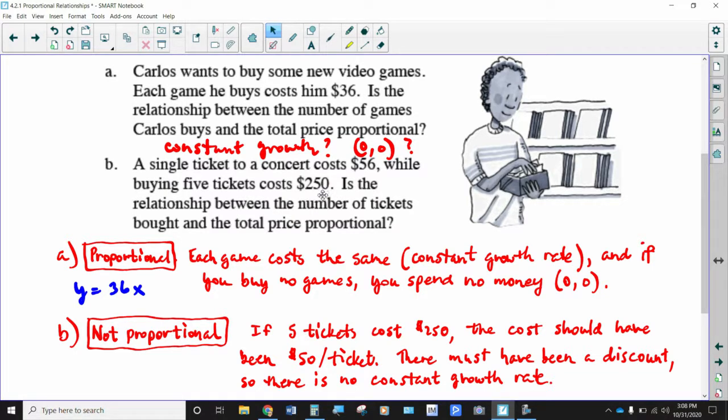So these are just 2 situations and things that you can look for. There might be other things that keep you from deciding it's proportional other than this, but we'll explore those as time goes on, and we'll see a lot of different situations that make it non-proportional. But the same thing always happens when it is proportional: constant growth rates and (0, 0) applies.